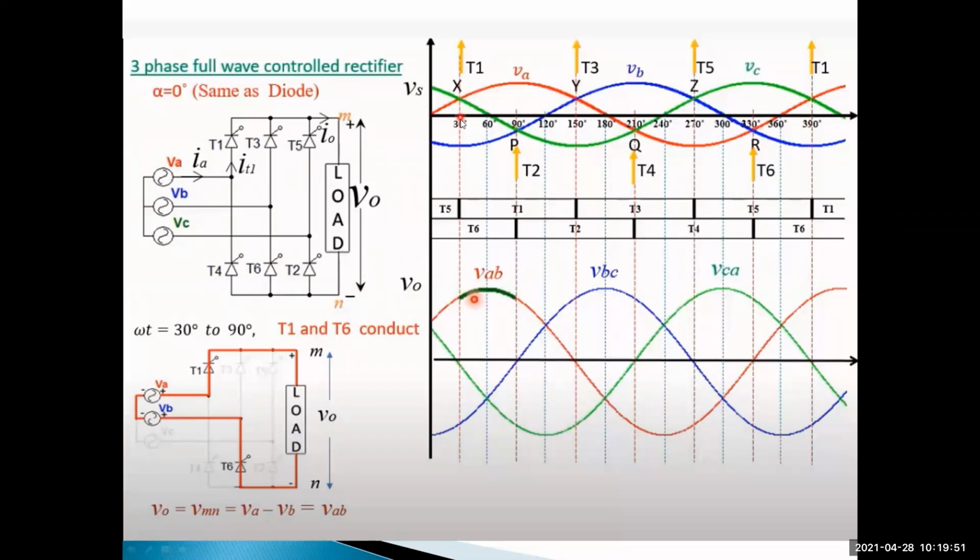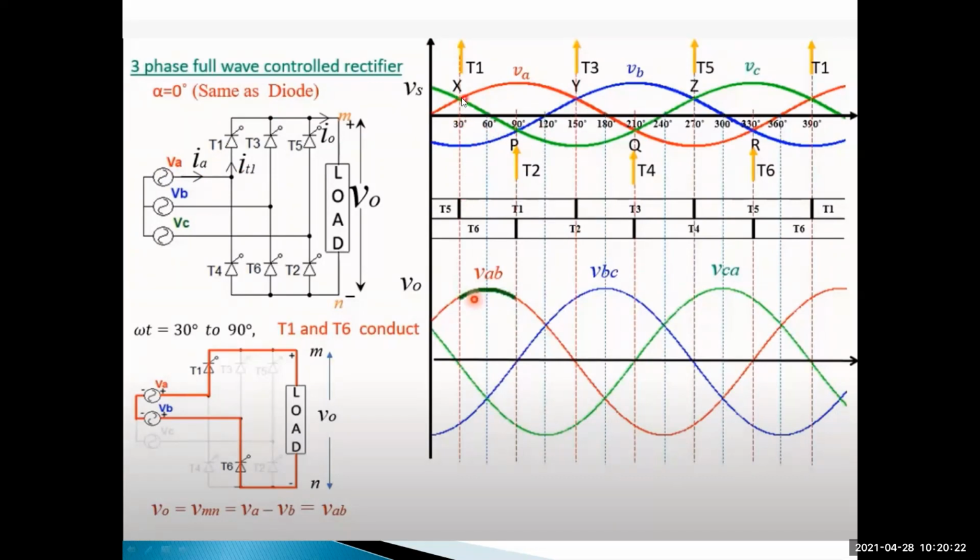For this 30 degrees to 150 degrees, phase A is positive. That means the thyristor T1 is forward biased, and we have to give the triggering pulse in this duration only. 150 minus 30 degrees is how much? 120 degrees. That means thyristor T1 is triggered up to 120 degrees. So this is the duration of thyristor T1, from 30 degrees to 150 degrees.